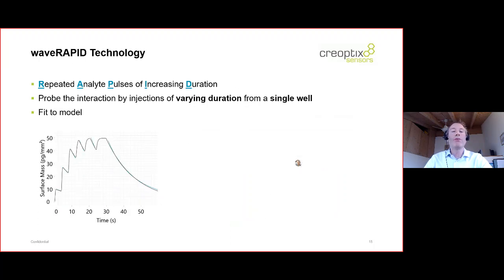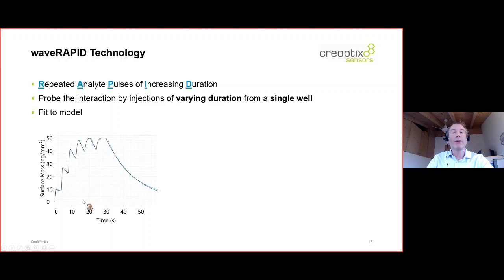Now, Wave Rapid works in a very similar way. Rapid stands for repeated analyte pulses of increasing durations. Here, the interaction is probed by injections of varying duration and from a single well, therefore single concentration. And this is how such a measurement typically looks like, including the evaluation in black.